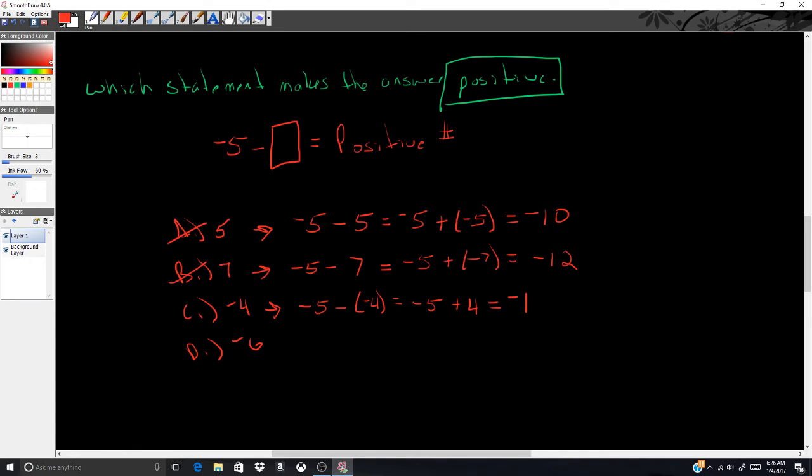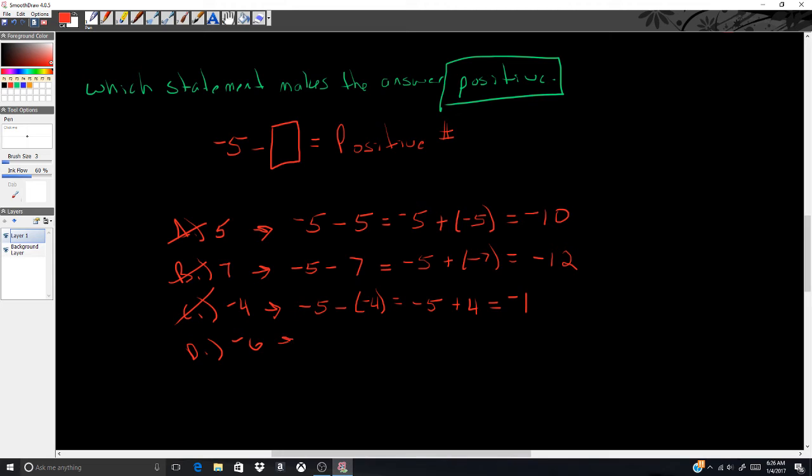Or if you do it the first way, like I was saying, if you have a negative and a positive, subtract them, and then keep the sign of the bigger number, you still get negative 1. Okay, so whichever makes sense to you. So is that positive? No, it's still negative, so it doesn't work either. So we know that one doesn't work.